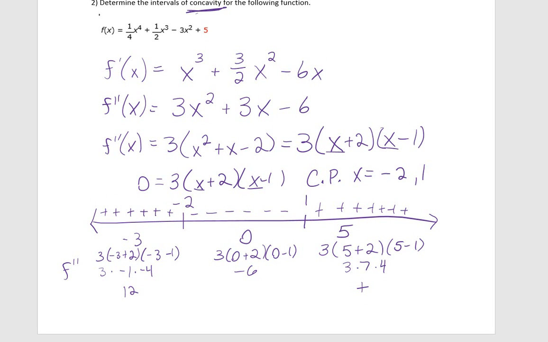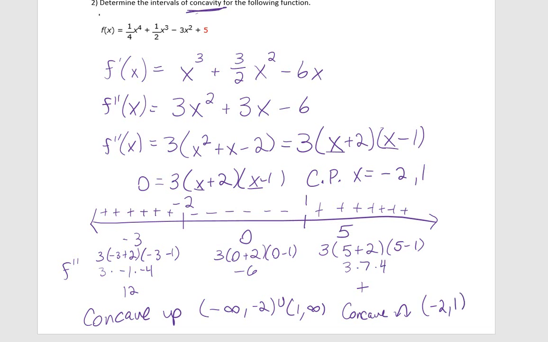So what that means is that my function will be concave up for all the values from negative infinity to negative 2, and from 1 to infinity, because that is where my second derivative is positive. Likewise, it will be concave down on the interval from negative 2 to 1. So, in closing, remember, if your second derivative is positive, it's going to be concave up, and if your second derivative is negative, that means it will be concave down.